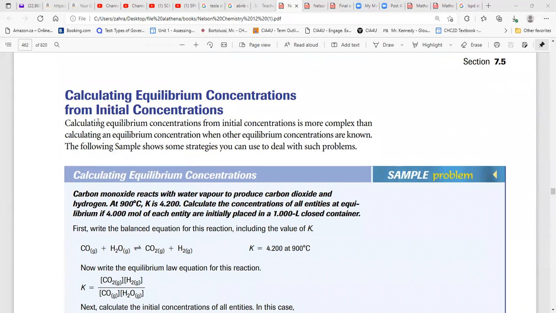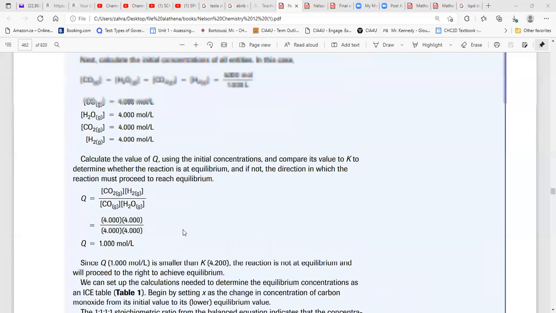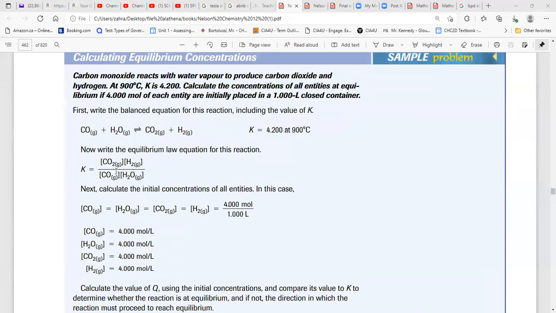Calculating equilibrium concentration from initial concentration. So here is the one that we use the ice table again. Carbon monoxide reacts with water vapor to produce carbon dioxide and hydrogen. At 900 K, the K constant is given. Calculate the concentration of all entities at equilibrium if 4 mole of each entity is initially placed in 1 liter of the closed container.